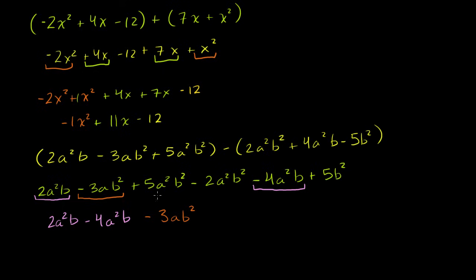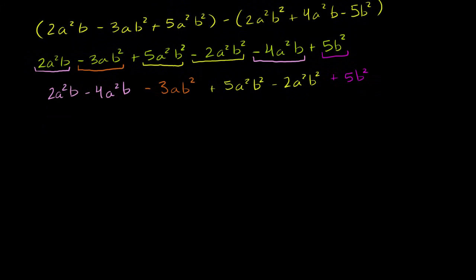And then, let's see, I have an a squared b squared term here. Do I have any other ones? Well, yeah, sure. The next term is a squared b squared, so let me just write that. Plus 5a squared b squared minus 2a squared b squared. Right? I just wrote those two. And then finally, I have that last b squared term there, plus 5b squared.